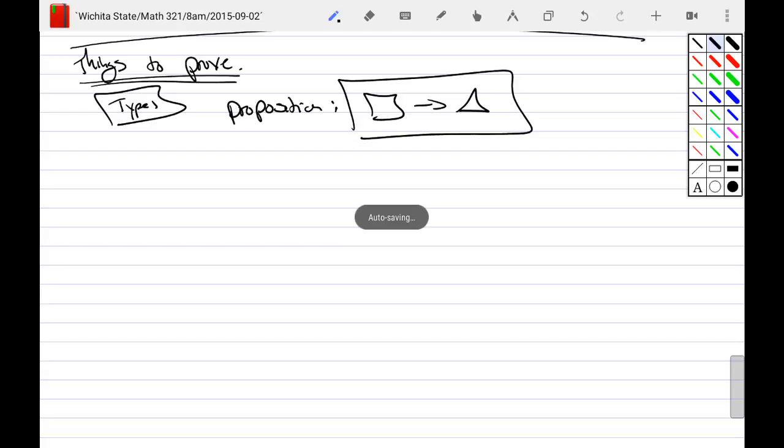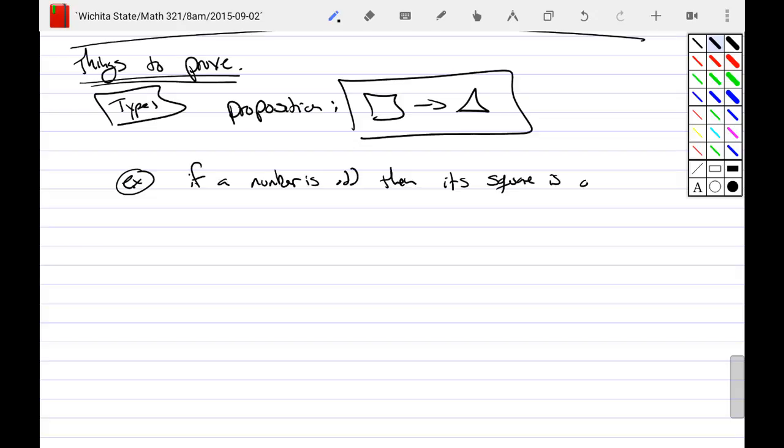So, example. If a number is odd, then its square is odd. That's my proposition. I believe that if you take an odd number and square it, you're always going to get an odd number. So they're like, okay, you're telling me that if you take an odd and you square it, you get an odd. All right. If I'm going to show this, we're going to go to proof techniques.